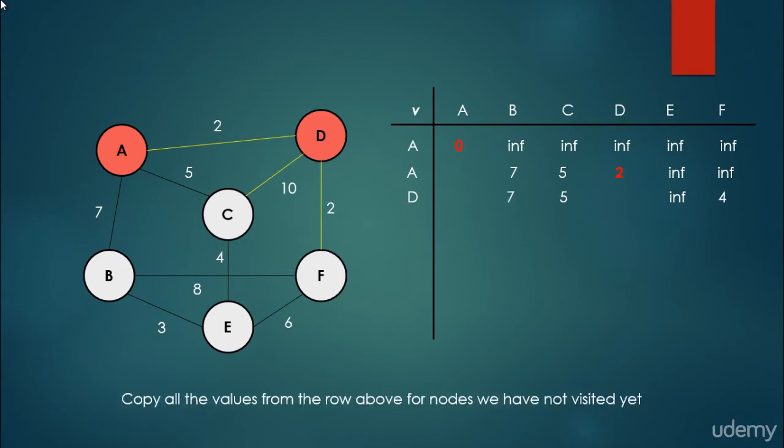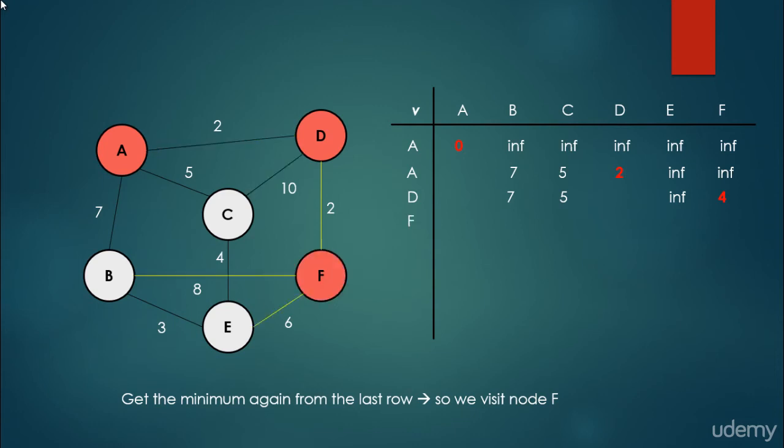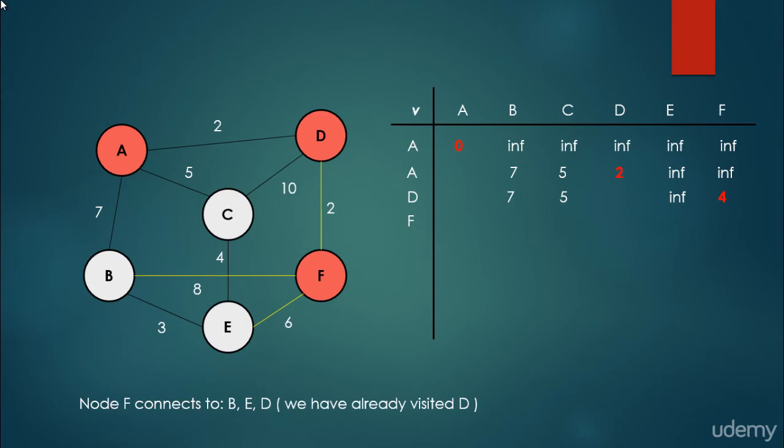We have to copy all the remaining values from the row above, from the vertices we haven't visited so far. And we have to find the minimum. The minimum is 4, which is associated with the vertex F. So we have to consider the vertex F. We are able to visit D, but we have already visited it, and B and E. So whether there will be a shorter path when we visit, for example, B, we have to calculate the minimum of 7 or 8 plus 4.